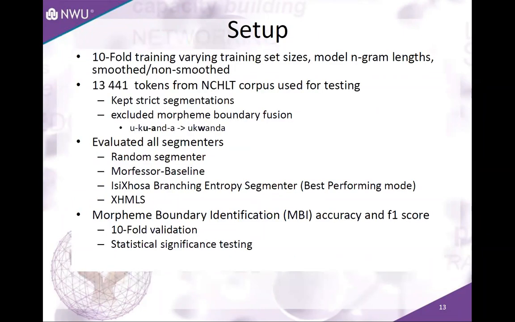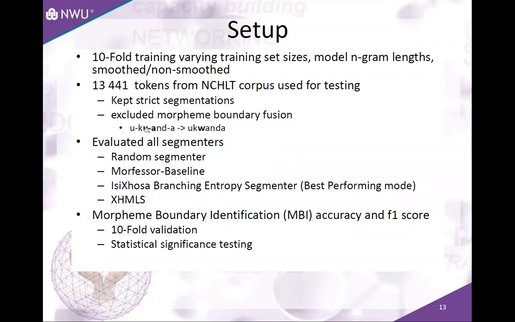And for setup, we try and do tenfold validation, in that we train with 10 different sets, but we evaluate with the same set. And because the work from Puttkamer and Iceland used a morphological analyzer and a rule-based one, some of the analyses are not surface strict, let me put it that way.